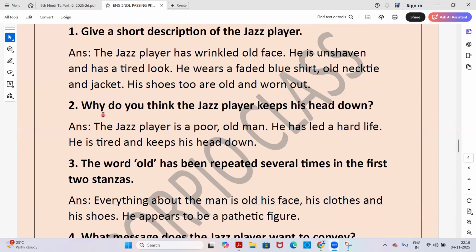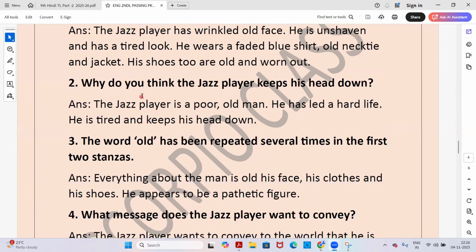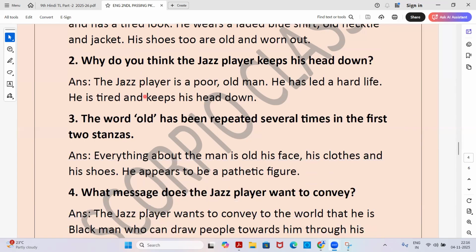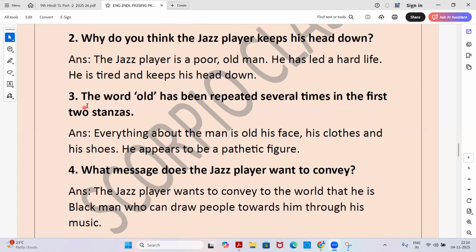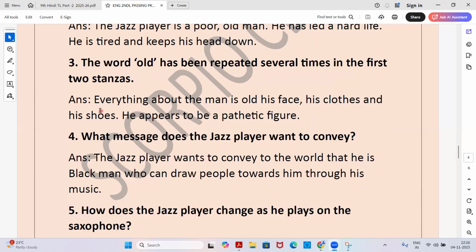Next, question two. Why do you think the jazz player keeps his head down? Answer. The jazz player is a poor old man. He has led a hard life. He is tired and keeps his head down. Now, question three. The word old has been repeated several times in the first two stanzas. Answer. Everything about the man is old. His face, his clothes, and his shoes. He appears to be a pathetic figure.